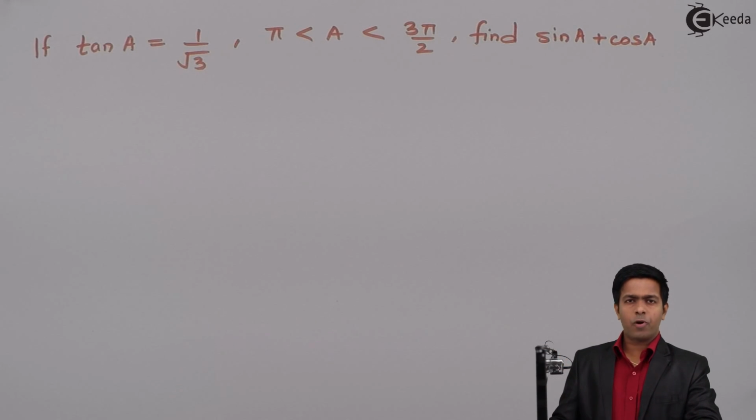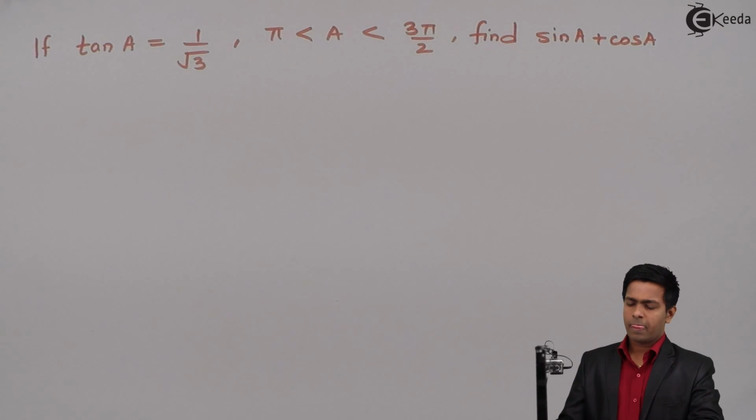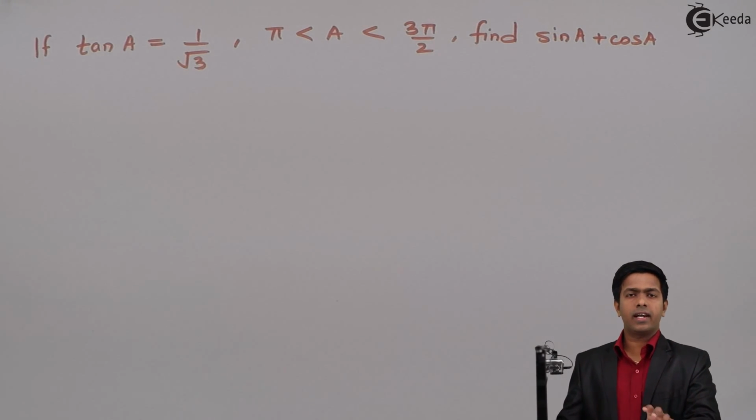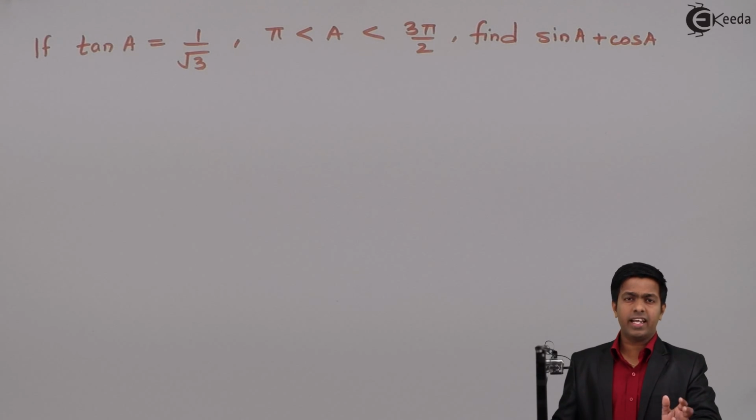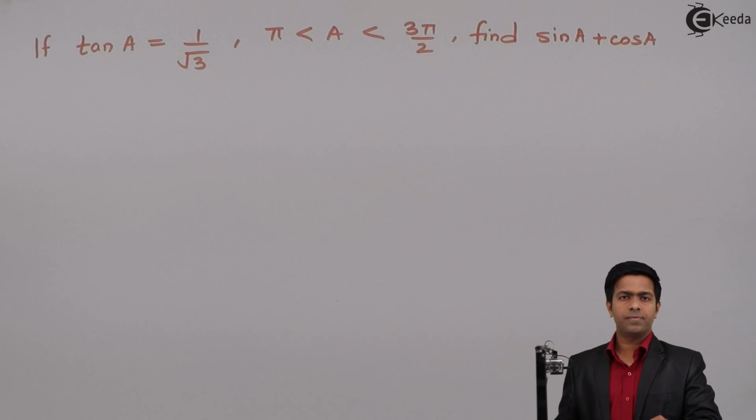So in this problem, tan A is given as 1 upon root 3 and A lies in pi to 3 pi by 2, and we have to find out the sine of A plus cos of A. So guys, this problem is related with the different trigonometric ratios, or I will say different trigonometric functions. So tan A is given and we have to find out the value of sine A and cos A, and then we have to add it to find the value of sine A plus cos A.